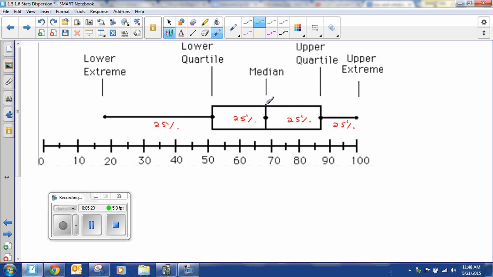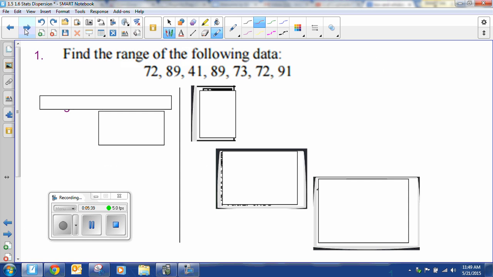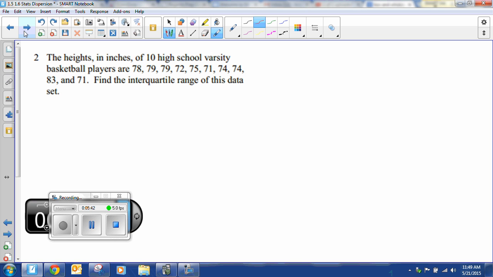So you could say the upper half of the scores were between 68 up to 100. The lower half of the scores were 67 and lower. And you could really determine a lot of things by looking at this. I would like to take a look at this example here. The heights in inches of 10 high school varsity basketball players are here. Find the interquartile range of this data set.